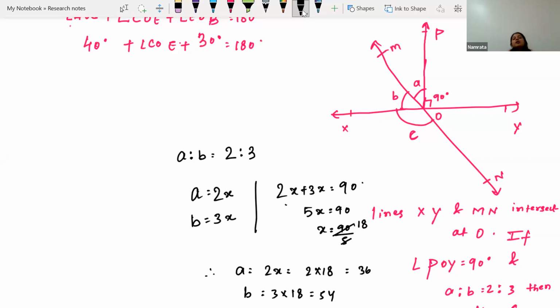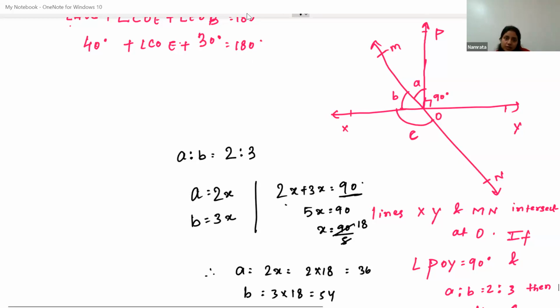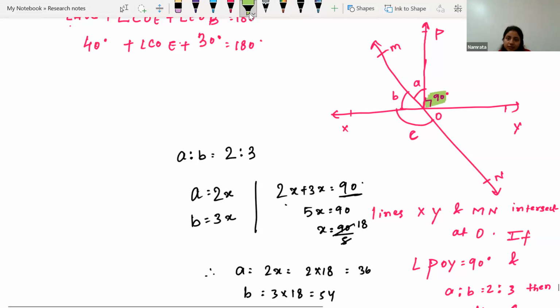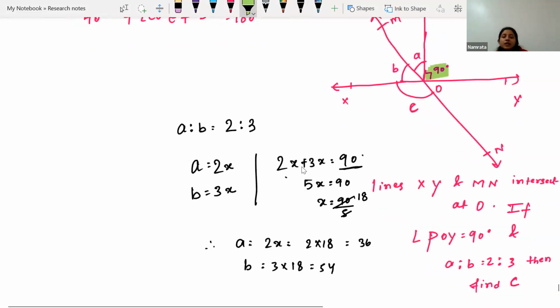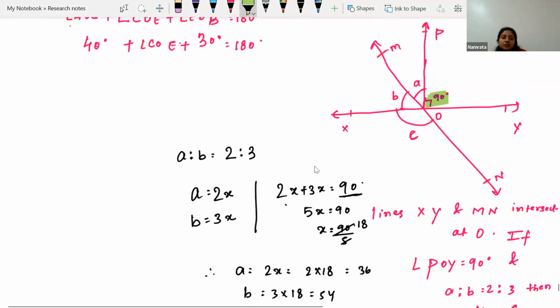Perfect. If you are wondering how we have taken A and B as 2x and 3x, this is how we separate when a ratio is given. And why have we taken 90 degree? Because here you can see we are having 90. So the other part will also be 90 because we are having a straight line. So a linear pair will be there. 2x plus 3x together will make 90 degree only. Accordingly, we have got A as 36 degree and B as 54 degree. Yes, Arya, it's perfect.